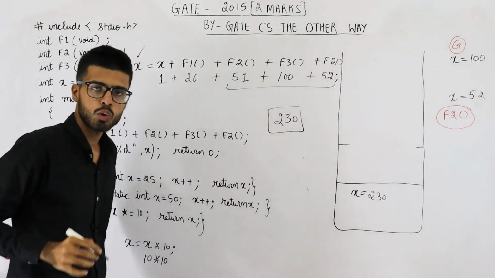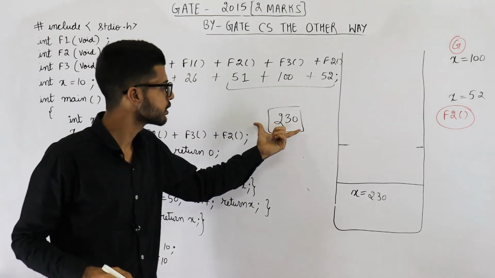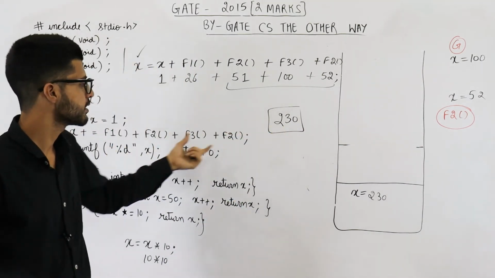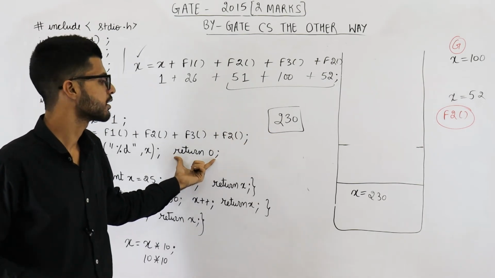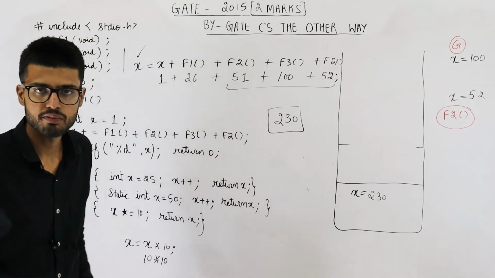What is the output of this entire code? The output is 230 because main function prints this number and then main function is going to return. That means the entire program will end.